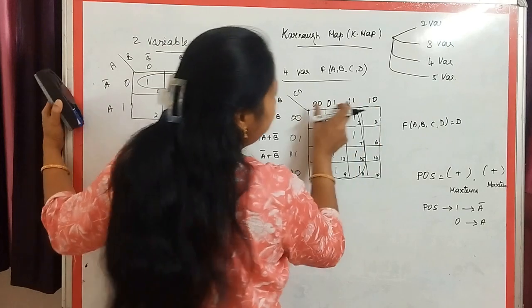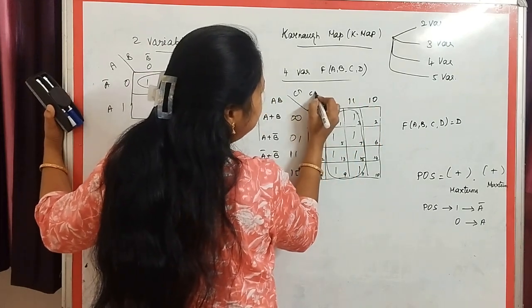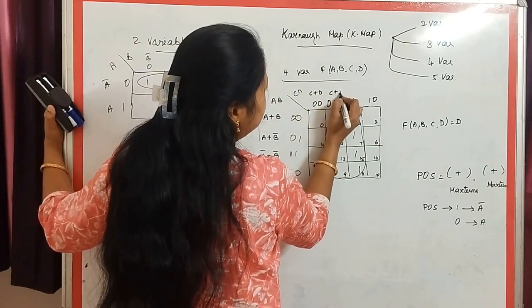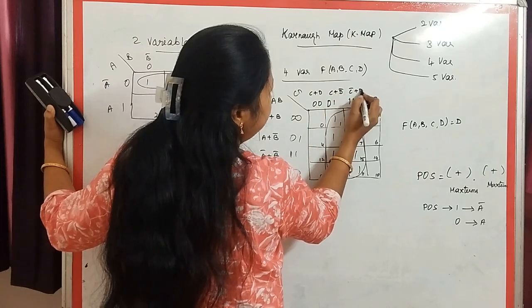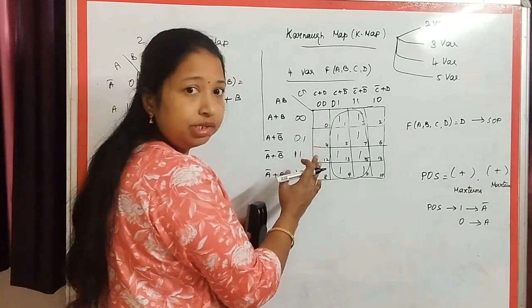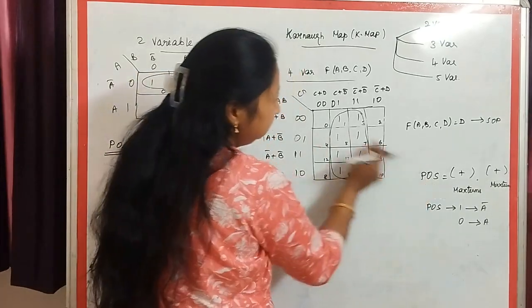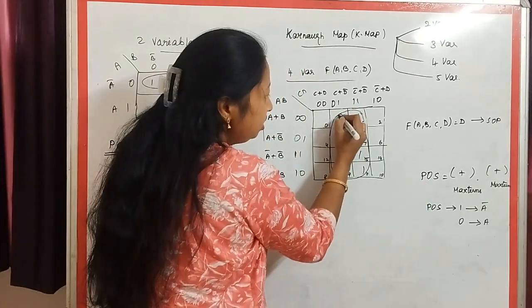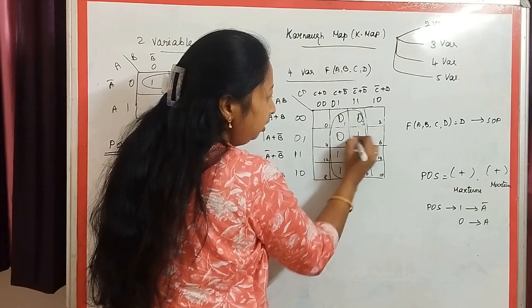In a similar way, can you give me the expression for this? It is c plus d, c plus d bar, c bar plus d bar, c bar plus d. And in POS, you know, all the terms, you are going to represent them using zeros. Fine.